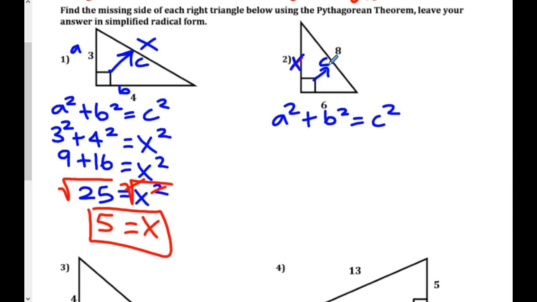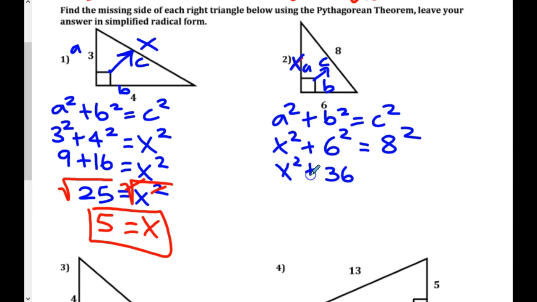A squared. I'll pick x for my a, so x squared plus, and my b can be this 6, so 6 squared. Notice that b is a 6. I know they look similar, but they're different. Equals, and then c squared is 8 squared. Cool. And now let's do those squares, okay? 6 squared is what? 6 times 6 is 36. I'm going to bring down x squared plus equal sign. 8 squared, 8 times 8 is 64.